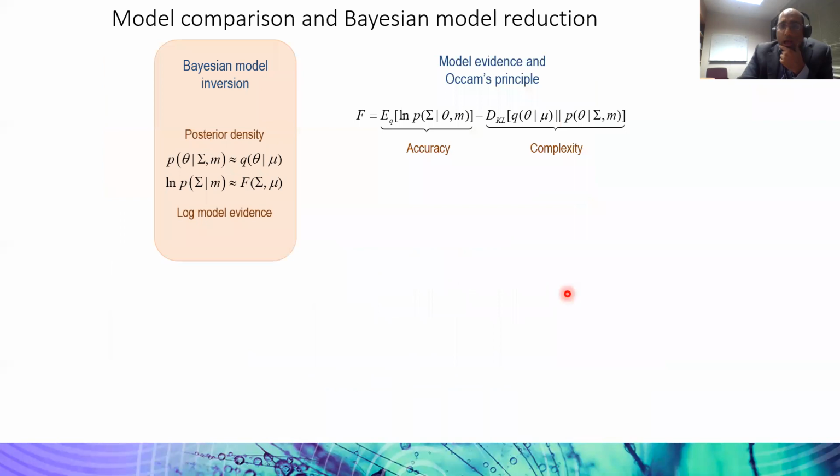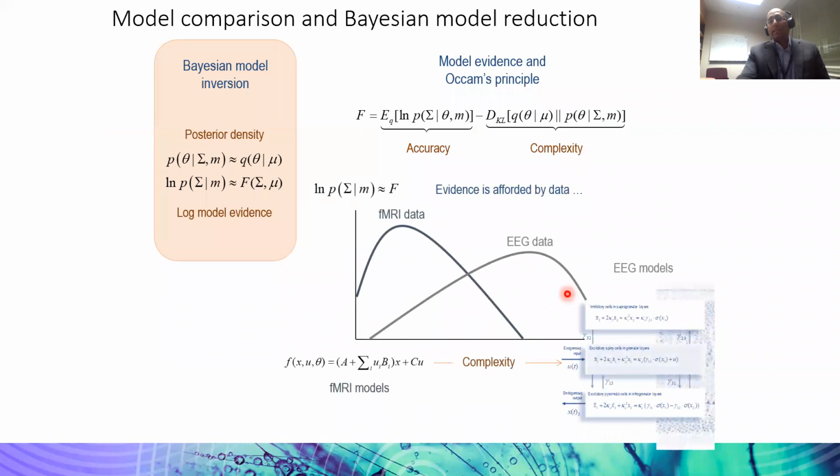An important point here is that the model evidence, or the free energy, is a function of the sort of data that we are using. Here I'm showing free energy as two components, a compromise between the model accuracy and the model complexity. When we optimize free energy, what we are optimizing is the trade-off between model accuracy and its complexity.